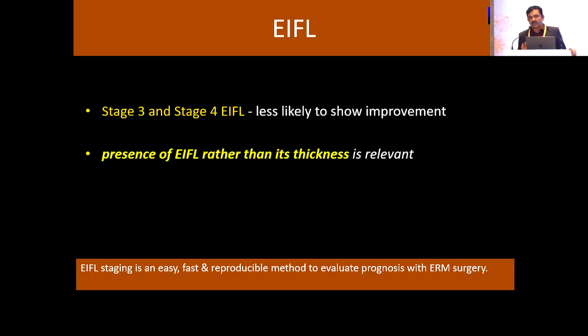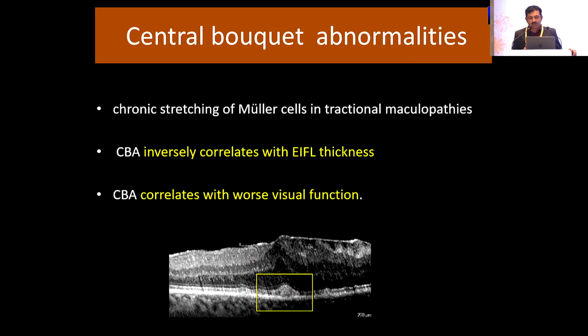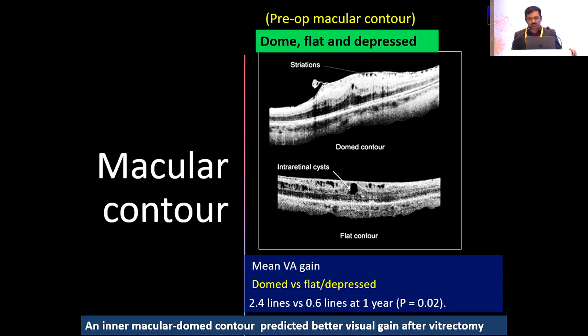It is the presence of the ectopic inner foveal layer that is more relevant than the thickness. So EFL has a poor prognosis if it is stage 4 EFL. Then look for central bouquet abnormalities. It is seen in most tractional maculopathy. They tend to have an inverse correlation with the ectopic inner foveal layer. It usually correlates with worse visual function.